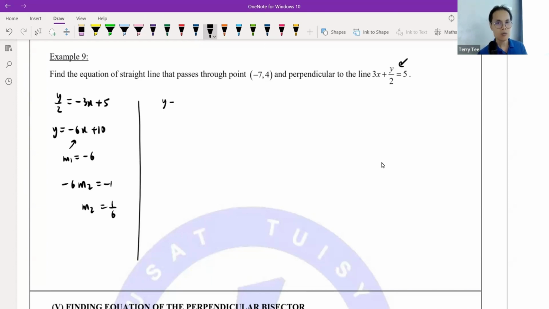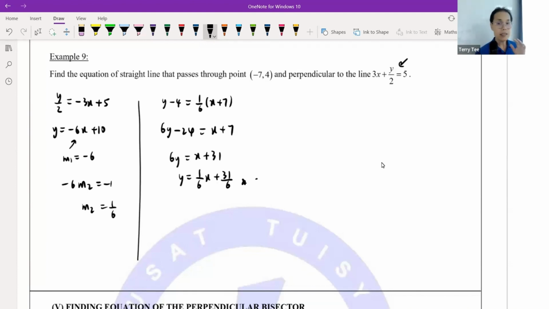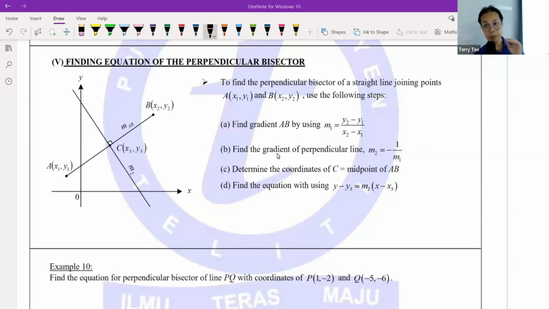Then we use the equation y minus y1 equals m(x minus x1). For me, I multiply it out, 6y minus 24 equals x plus 7. 6y is x plus 31. Divide by 6, y equals 1 over 6 x plus 31 over 6. That's all. Again, now you can change to general form or gradient form. This is gradient form.